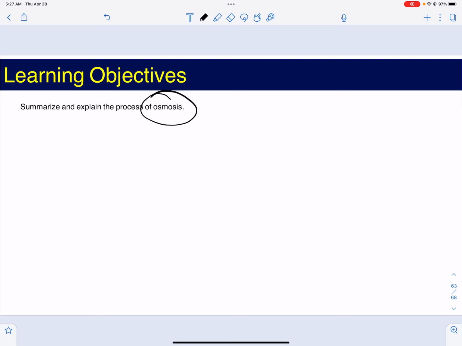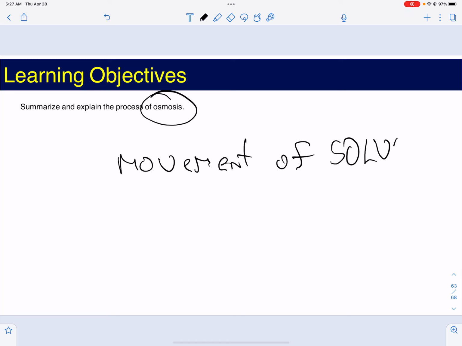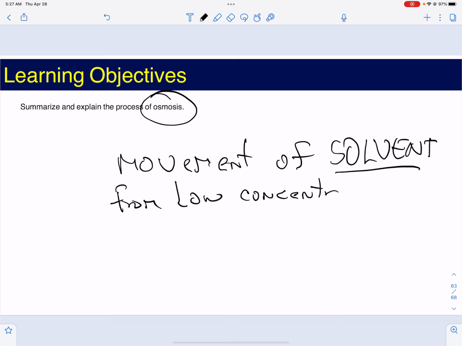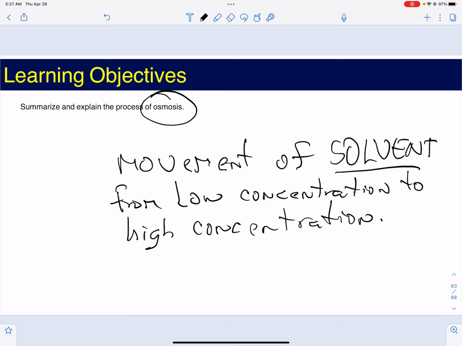What the definition of osmosis tells us is that it's the movement of solvent, so we're talking about mixtures, from low concentration to high concentration. And the reason the solvent moves from low concentration to high concentration is to dilute the high concentration while making the low concentration higher in concentration, therefore equalizing both of them and making it the same.